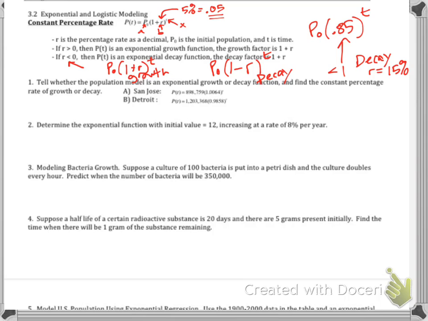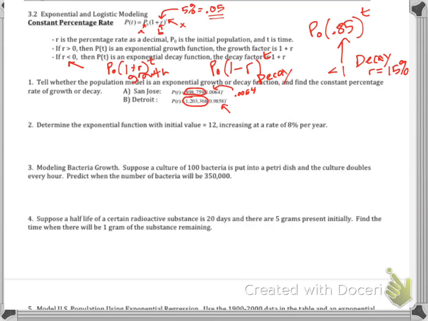All right, so we got San Jose. Tell whether the population model is exponential growth or decay, and then find the constant percentage rate of growth or decay. Kind of the same thing I was just saying. Well, let's just list through some things. In that San Jose, that number right there in the front, that's your initial amount, initial population. Detroit, there's your initial population, that first number. The rate of growth, that rate that we're looking for, is the difference from 1. So it's 0.0064 on the San Jose side.